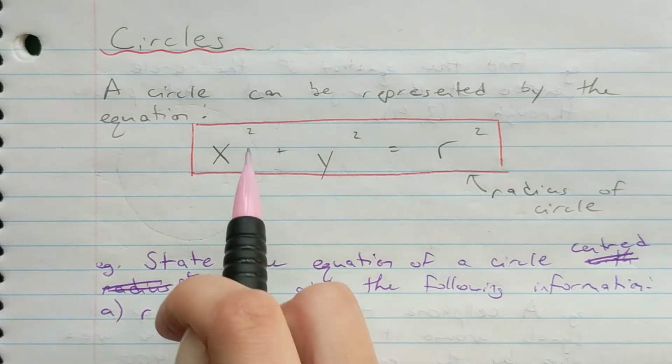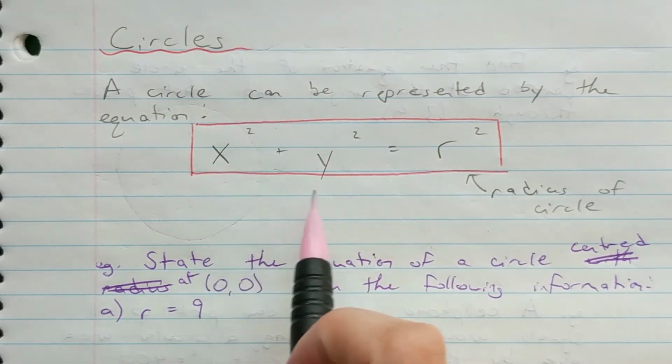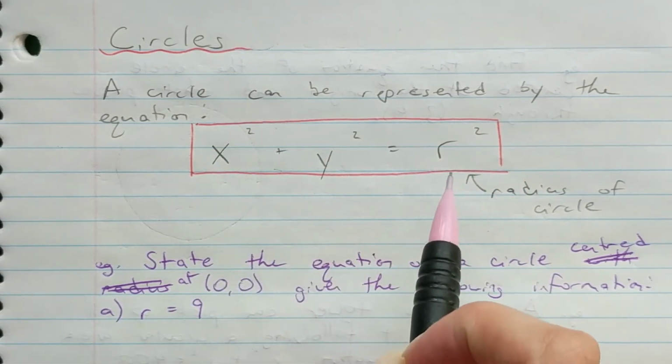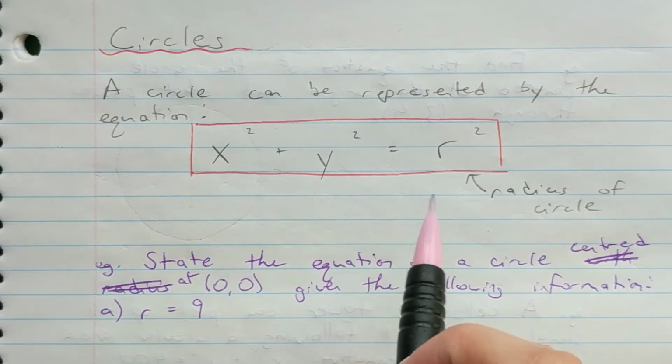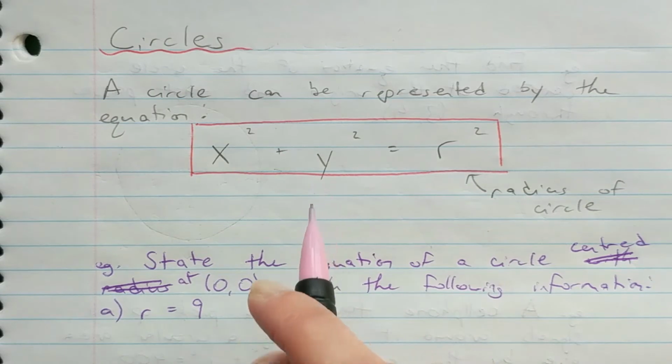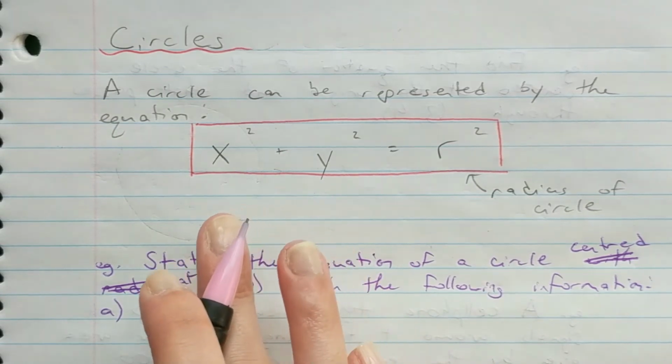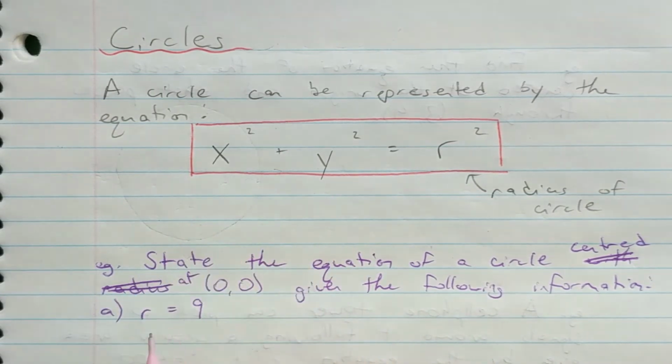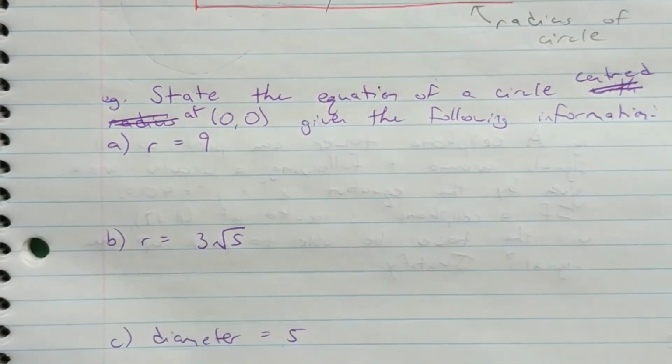We recall that a circle can be represented by the equation x squared plus y squared is equal to r squared, where r represents the radius of the circle. Just a quick reminder that this is in fact the equation of a circle centered at the origin, and in grade 10 all you need to know is circles that are centered at the origin. So let's do some examples here.